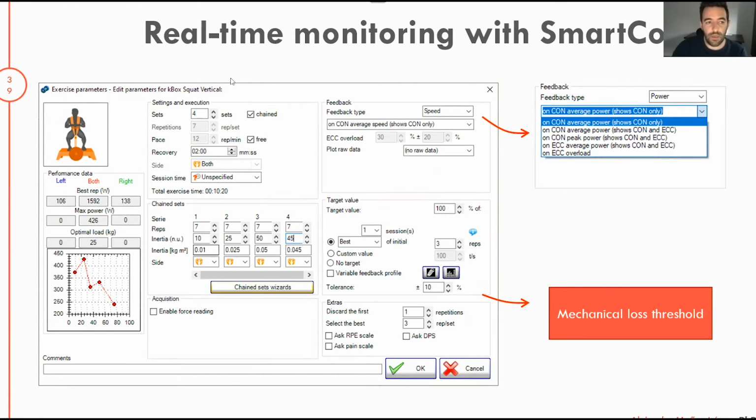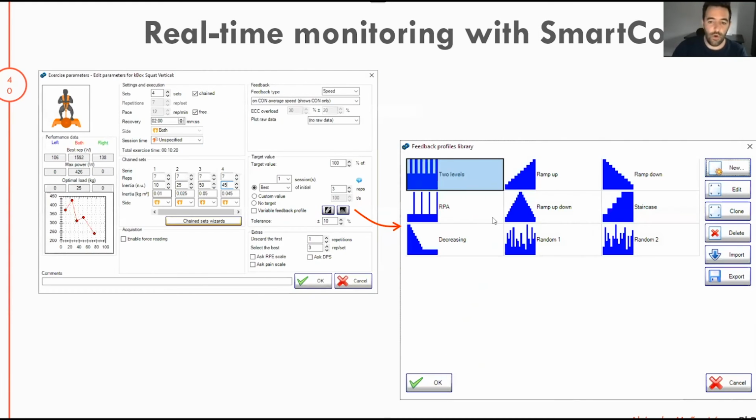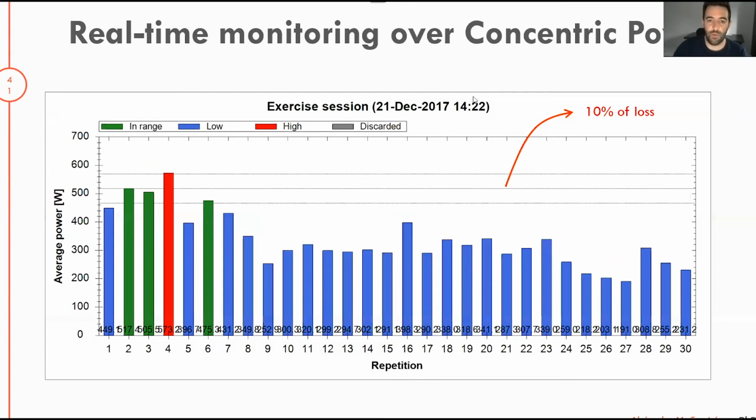For example, you can do this in the SmartCoach. You can select here either speed or power, and you can put the feedback on concentric average power or peak, even on eccentric overload, and use this tolerance to have the mechanical loss. Also, you can have a variable profile which will change every repetition, the percentage compared, for example, to the best of the initial 3 repetitions or the average of those repetitions.